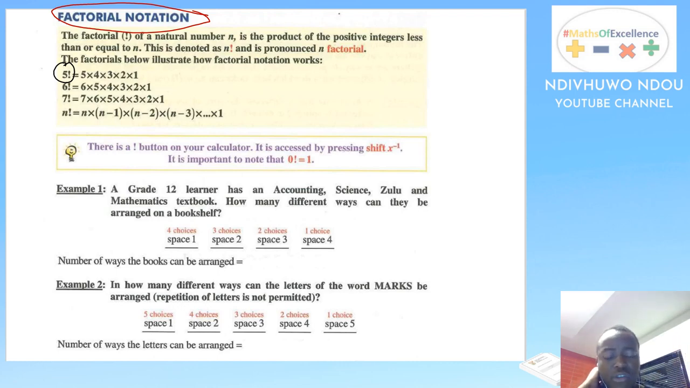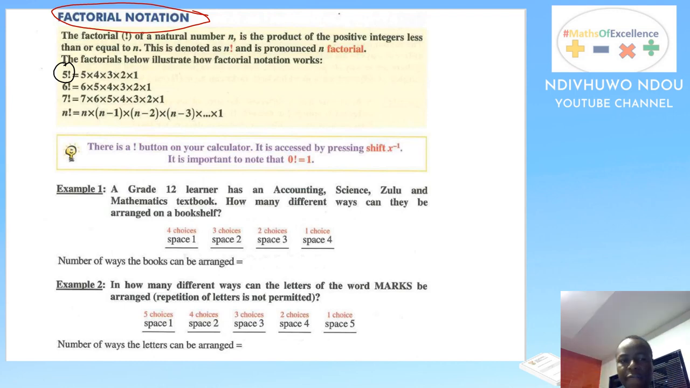With 6 factorial, we do the same. We start with 6 as our n because it's the product of natural numbers that are less than or equal to n. So our n is 6. We start with 6. We decrease by 1. 5. Decrease by 1. 4. 3, 2, 1. Like that. 7 factorial: start with 7, decrease by 1, 6, 5, 4, 3, 2, 1.